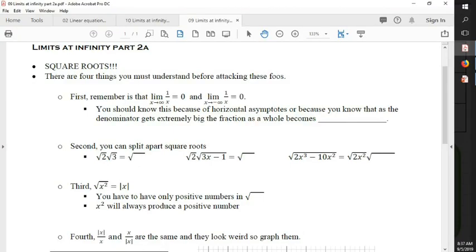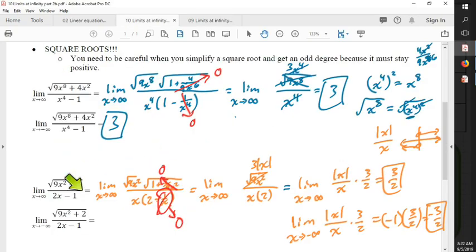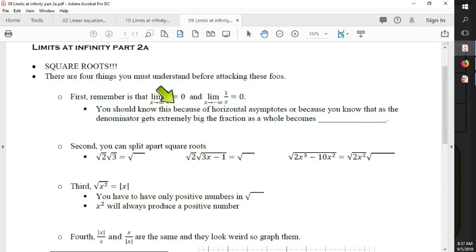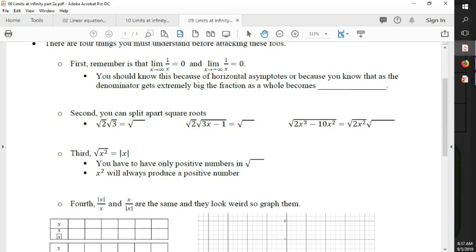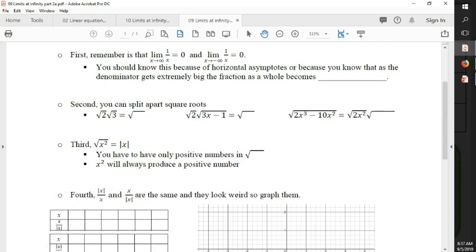Okay, so here we go, guys. These are 4 things that you guys need to understand before attacking limits with square roots. And what am I talking about? I'm talking about these guys right here. When you do these, you have to be able to understand these 4 things. So I'm going to go over these 4 things really quick with you and help you guys understand them.